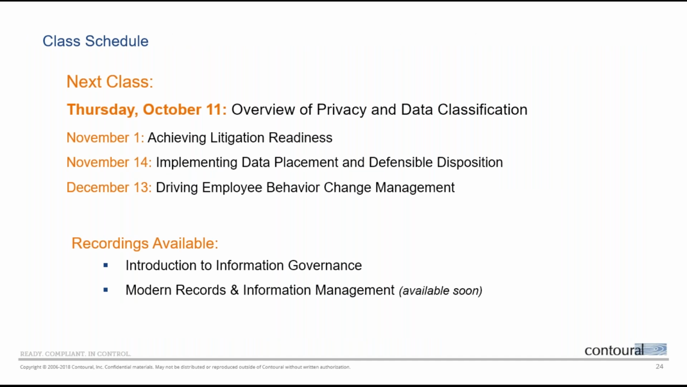And the next class is Thursday, October 11th, overview of privacy and data classification. We alluded to data security classification, GDPR. We're going to talk about California data privacy. So we have a lot of stuff coming up in the next class. And then stay with us through the series. We're obviously hitting records management. All these fit together, and the whole series will explore this whole area of information governance.